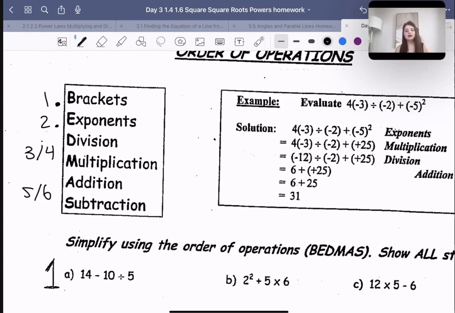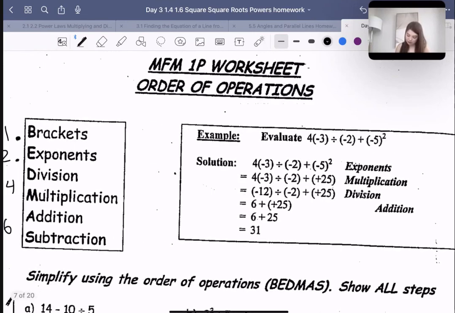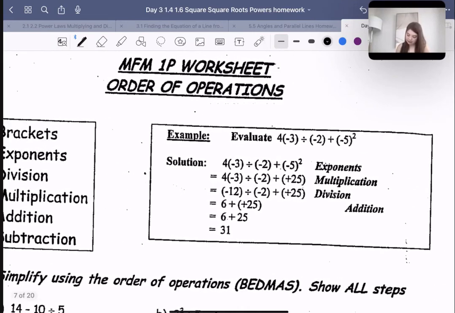All right, so let's go ahead and move into it. Here they've given us an example where they say evaluate 4 times -3 divided by -2 plus -5 squared. So there are some negative numbers in our brackets, but there are no actual operations in the brackets, right? There's no 3 plus 5 inside brackets that we should evaluate to be 8 or something like that. So in this case, we'll actually start with the second one, which is exponents. So on the first step, all we've done is exponents. All they did was say -5 squared is positive 25, and that's it for the very first line because they did exponents.